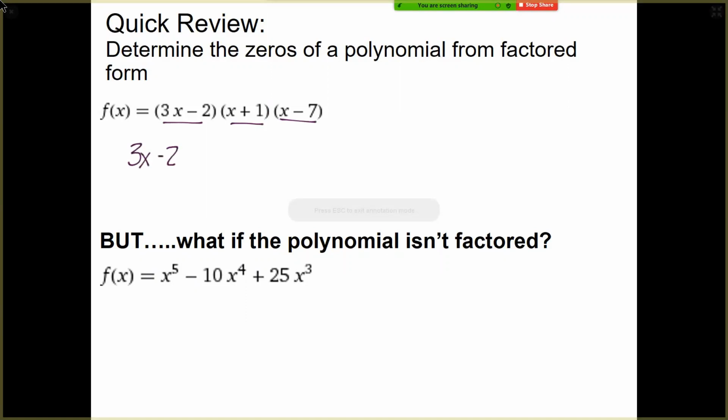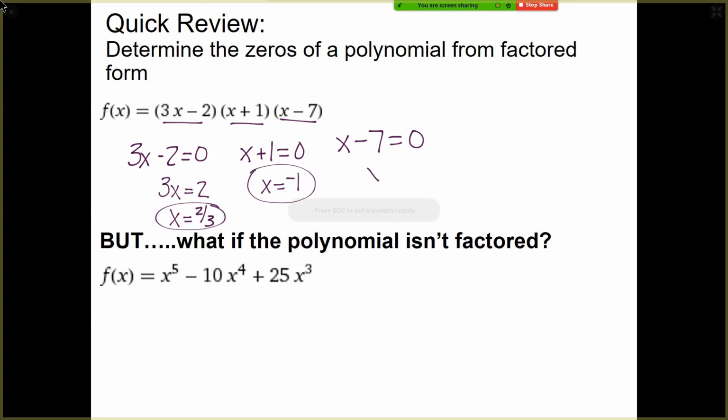So all we would have to do is set them all equal to 0. So 3x minus 2 equals 0, x plus 1 equals 0, and x minus 7 equals 0. And we would just solve all of those for x to find the zeros. So the first one's the more complex. You would add 2 to get 3x equals 2, divide by 3 to get x equals 2/3. There's one answer. The second one, subtract 1 from both sides, x equals -1. And the third one, add 7 to both sides, x equals 7. So that's the easiest case scenario.